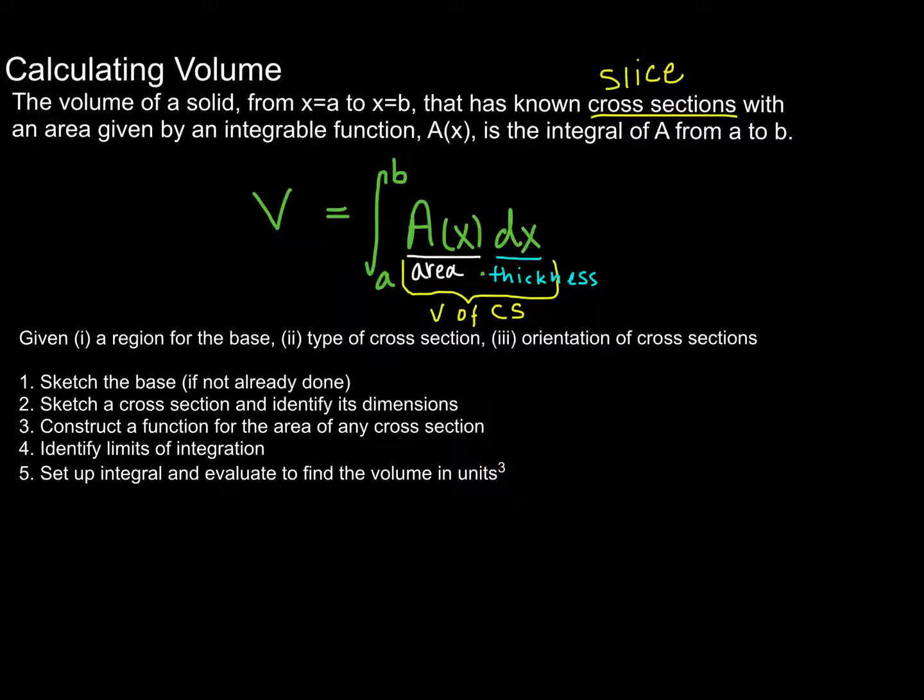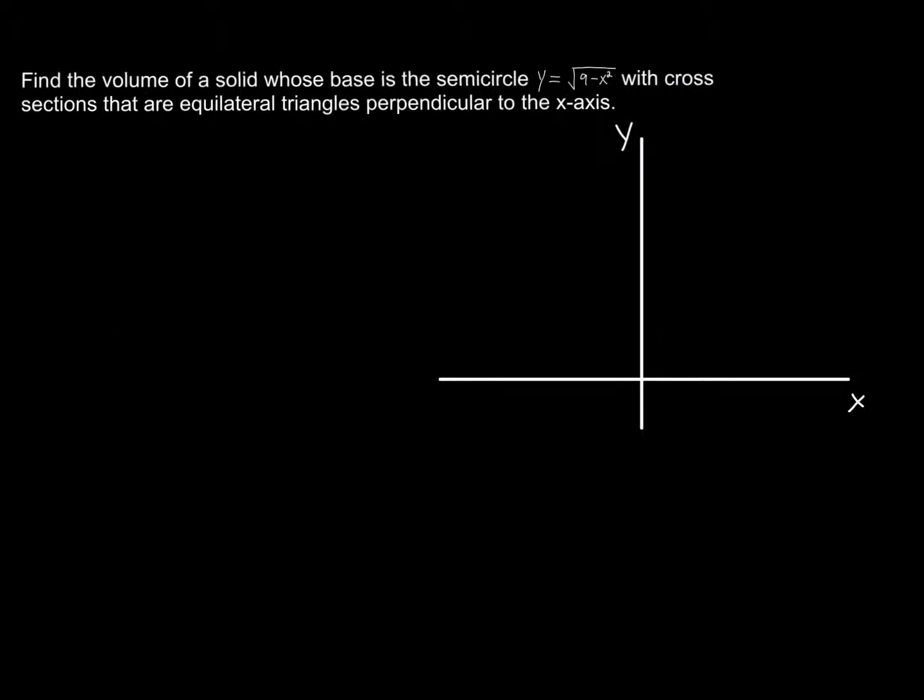All right, let's go ahead and take a look at another example. Find the volume of a solid whose base is the semicircle y equals the square root of 9 minus x squared, with cross sections that are equilateral triangles perpendicular to the x-axis. So notice we've been given all three criteria: a region for the base, the type of cross section, equilateral triangles, and we know that they are perpendicular to the x-axis. Go ahead and try following all of those steps that we just went through and that we did in the discovery problem, and then press play and we'll take a look at the solution together.